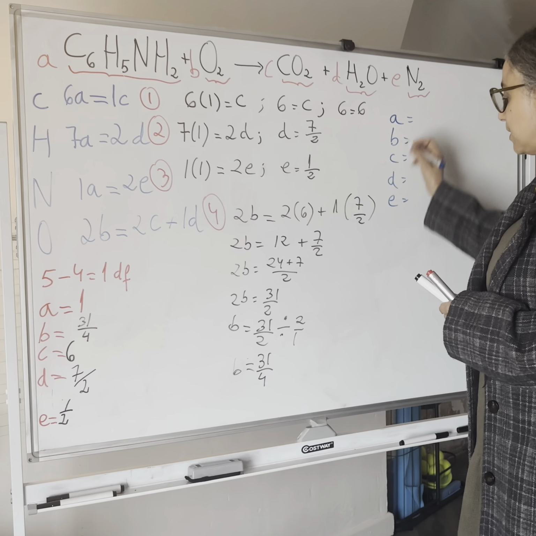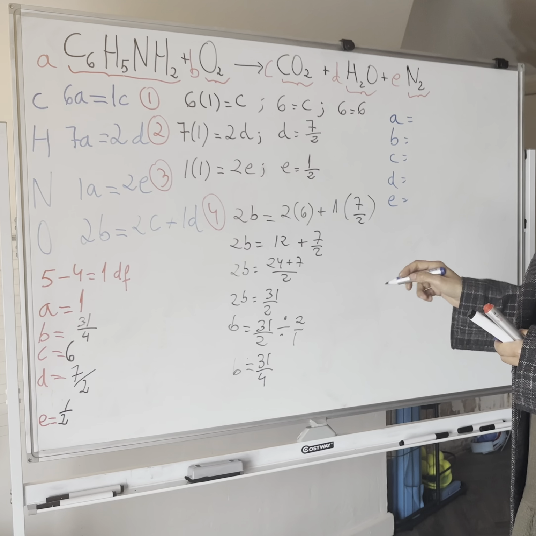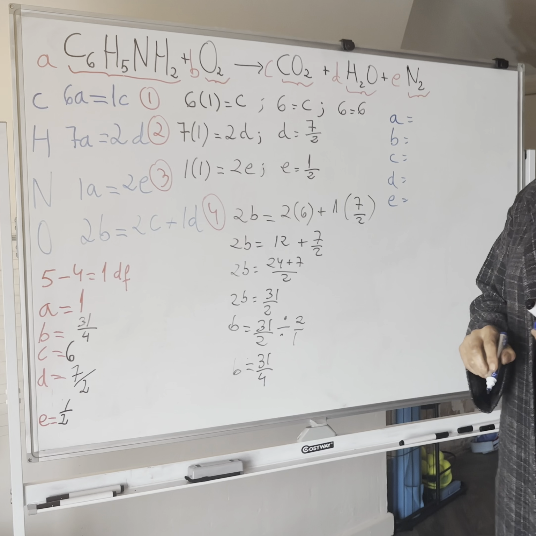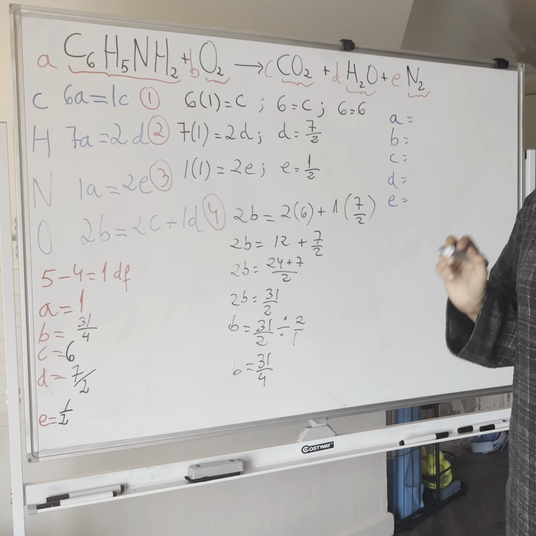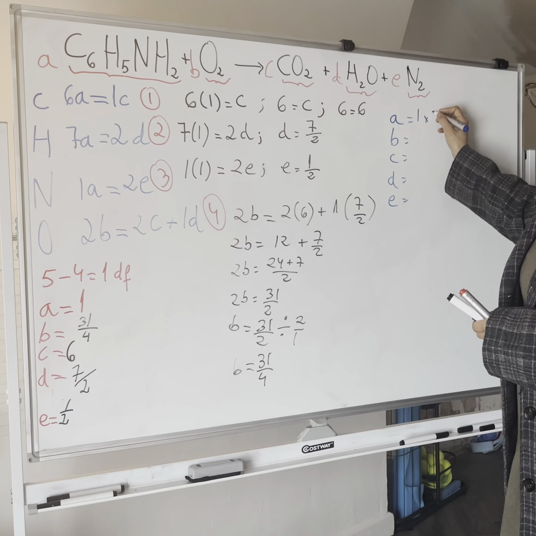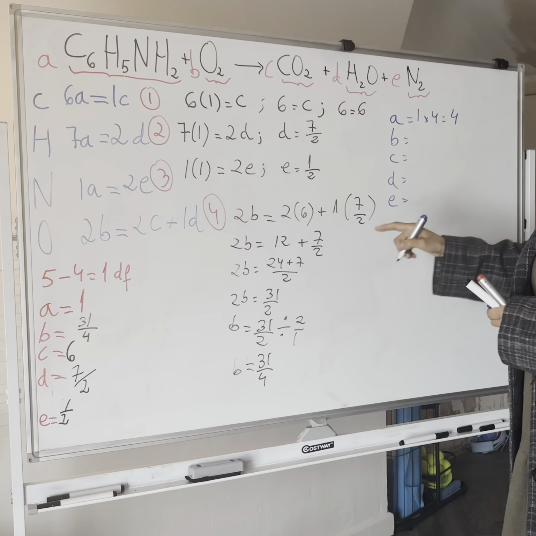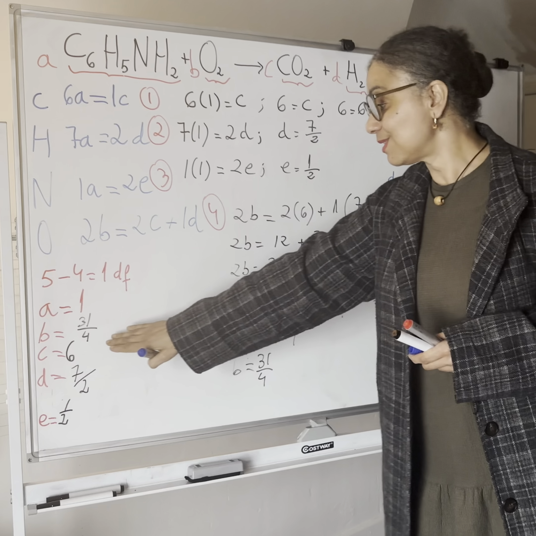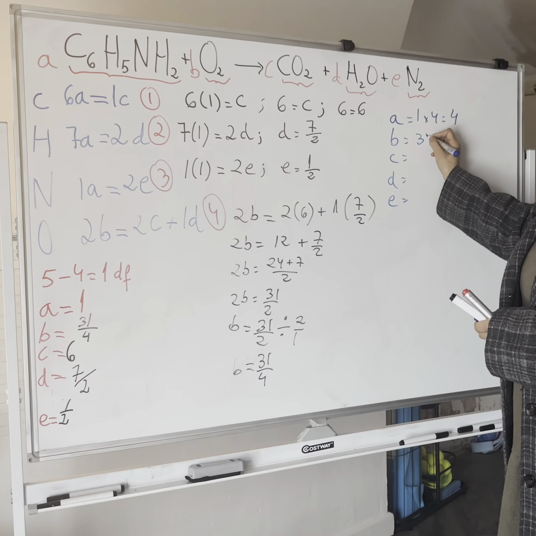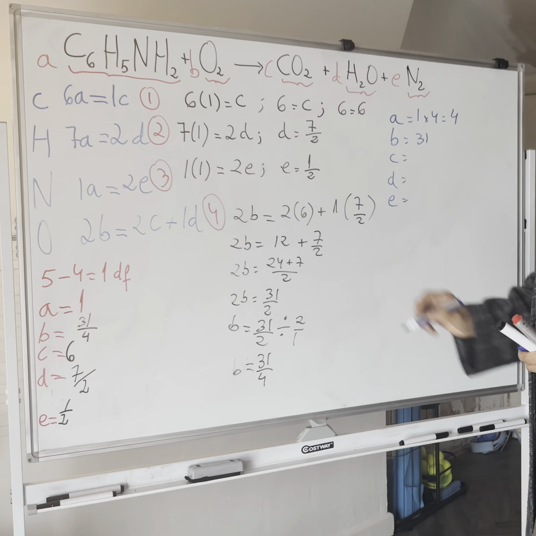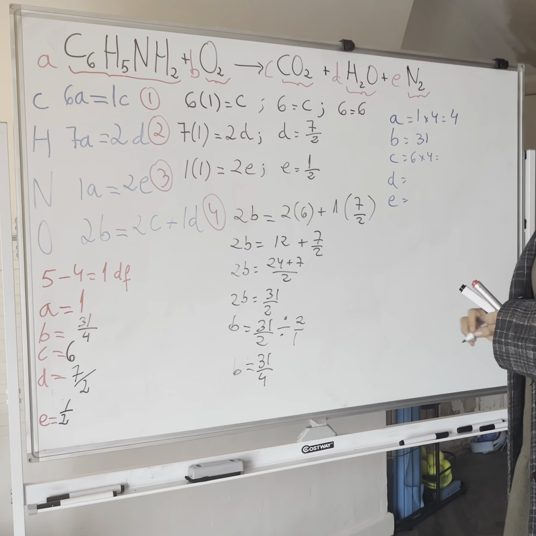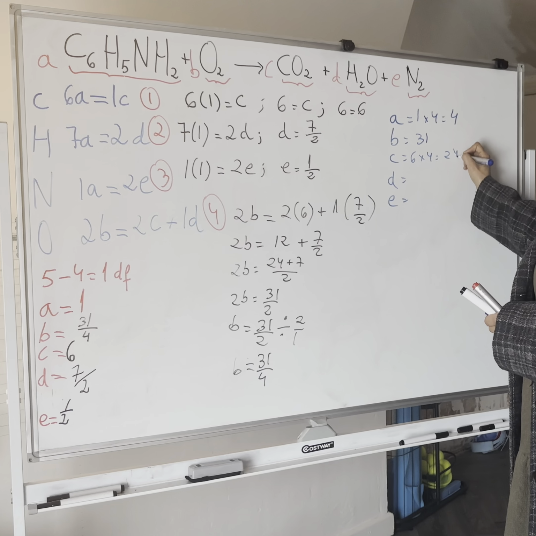To get rid of the denominators, we look for the highest denominator, which is 4. First, we multiply everything by 4. So 1 times 4 equals 4. Now b, because it has the denominator itself, it doesn't count. So b equals 31. The next one is 6. 6 times 4 equals 24.